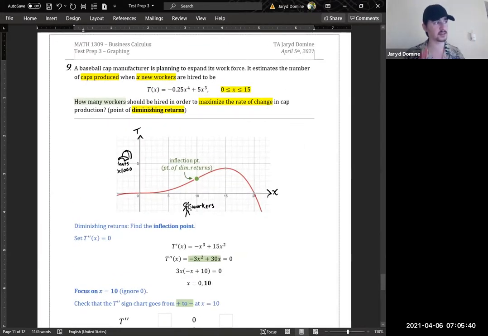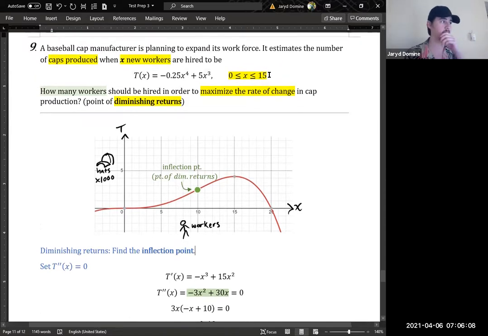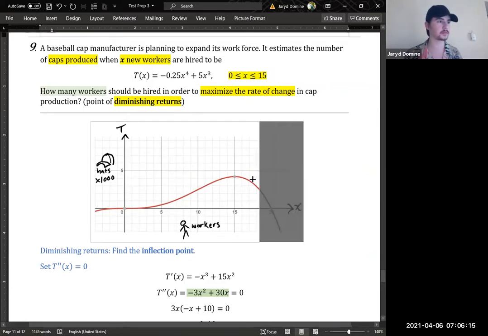So I drew a little picture here. The x-axis is the number of workers that we have. The y-axis is the number of hats that we're making. At 0 workers, we have 0 hats. Over here at about 15 workers, we have about 4,100 hats being made. Any workers that we add beyond that brings us back down. But we only care about between 0 and 15, so just ignore this right side. Let me crop that off.